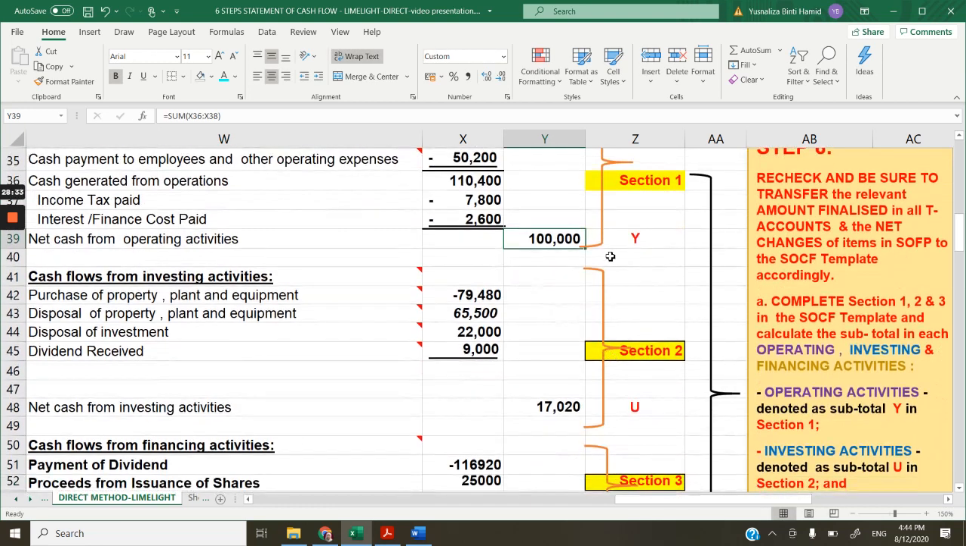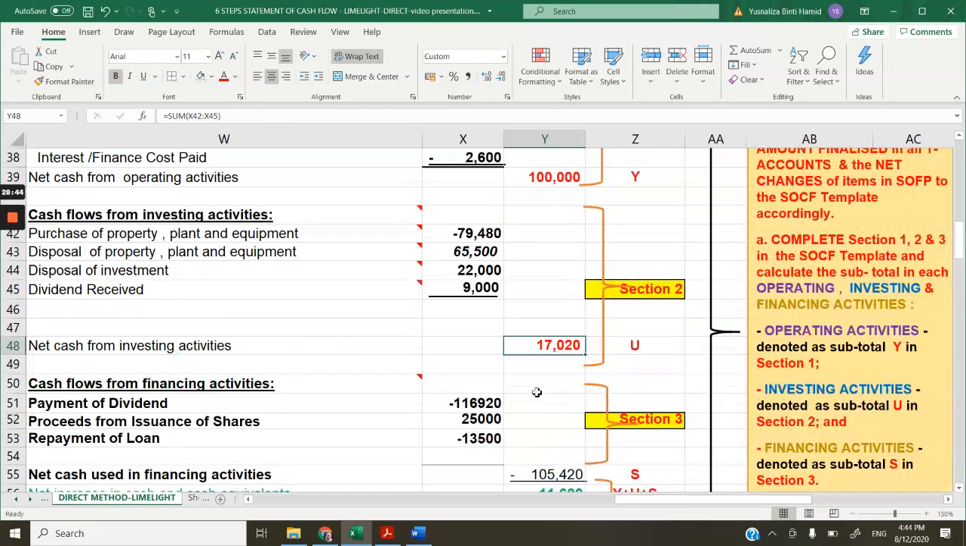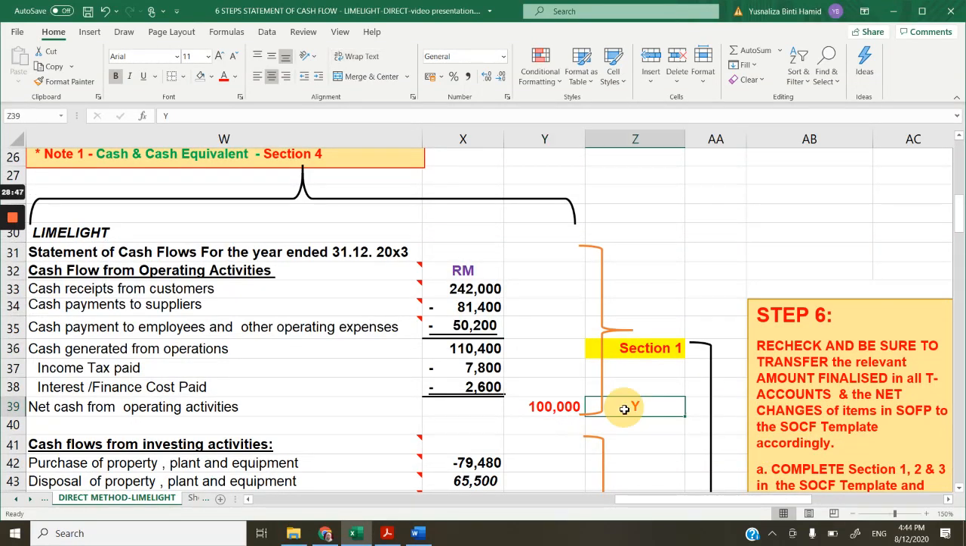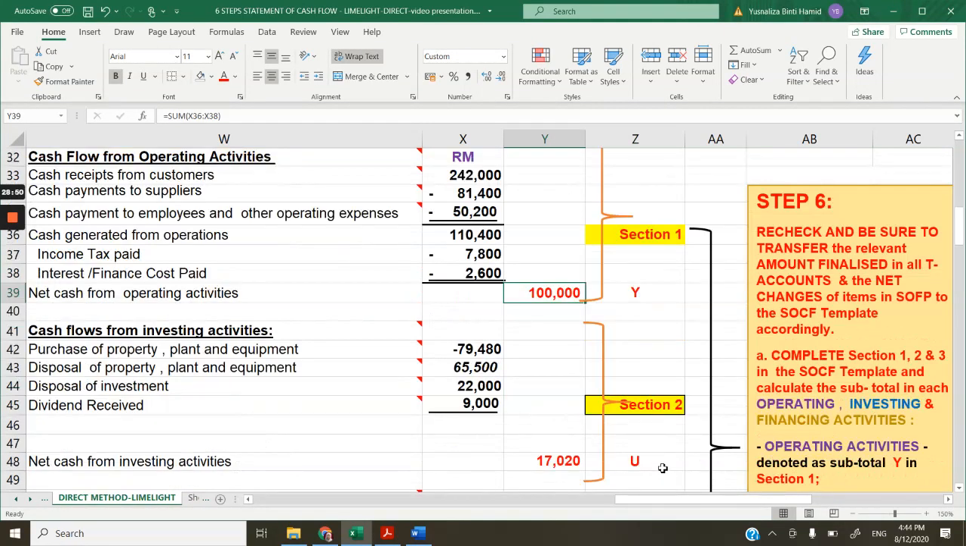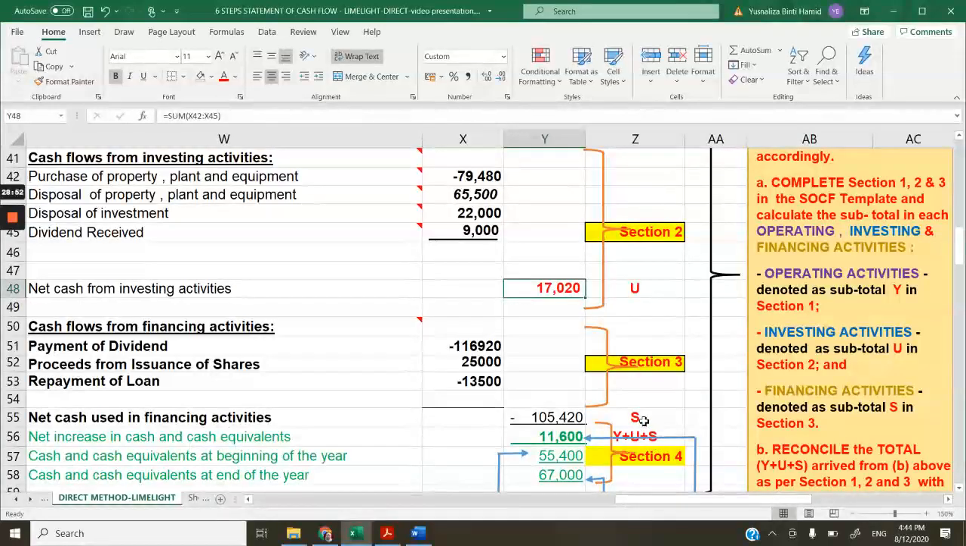You have your total Y here, your total Y. Your total U, which is from the second section. I simply put Y, section 1, total U, section 2, total S, section 3. And if you do the calculation, or use your auto sum here, you will get 11,600.